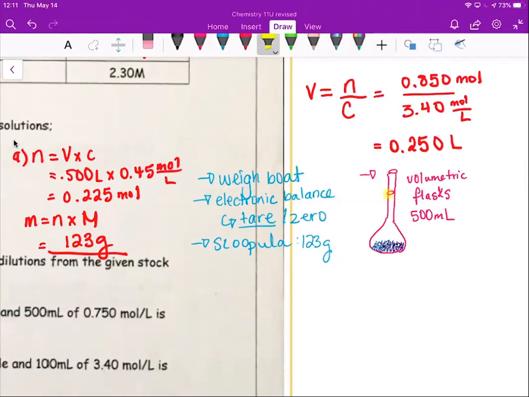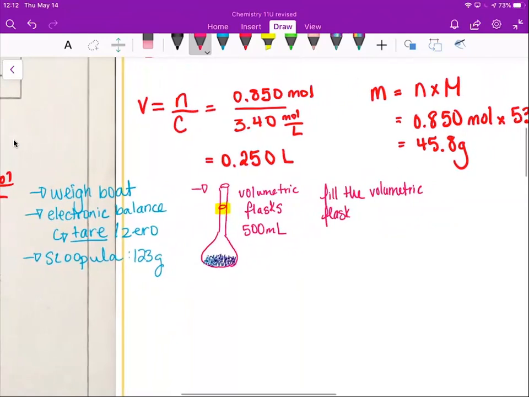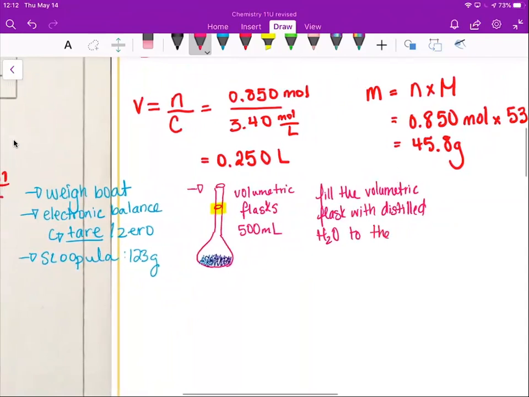And then, do you see this spot up here? There's an etched line that gives very, very precisely the amount up to 500 milliliters. Once you have the magnesium nitrate in your volumetric flask, you're going to fill the volumetric flask with distilled water to the meniscus.